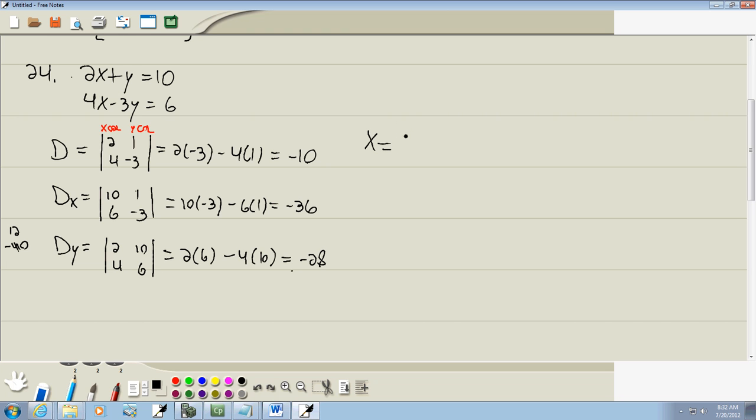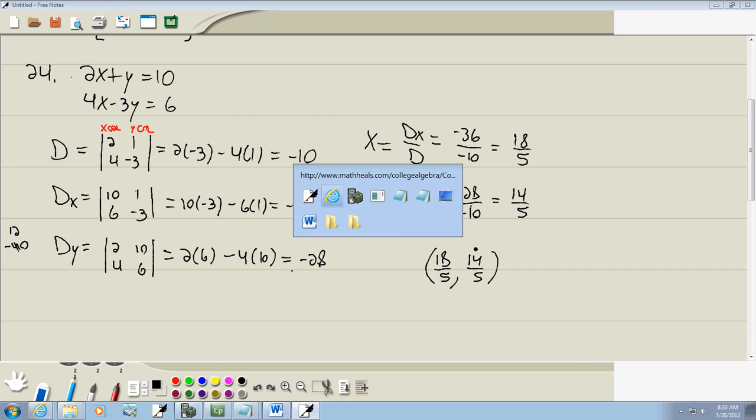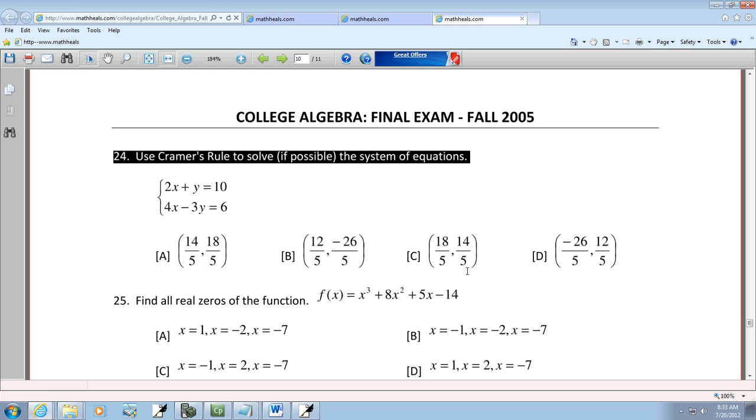Okay, and x is going to equal d sub x over d, and y is going to equal d sub y over d. Well, d sub x we said was negative 36, and d was negative 10. The negatives cancel, and 36 divided by 10, they're both divisible by 2, so that gives us 18/5. d sub y is negative 28 over d, which is negative 10. Negatives cancel again, and that gives me 14/5. So our answer, using Cramer's rule, is 18/5, 14/5, which is C.